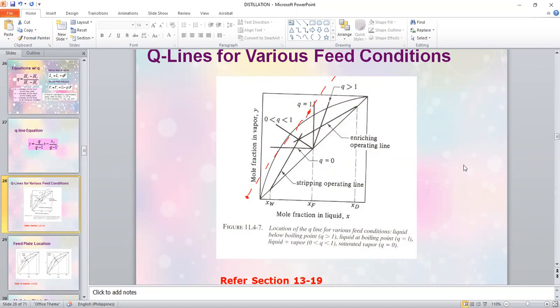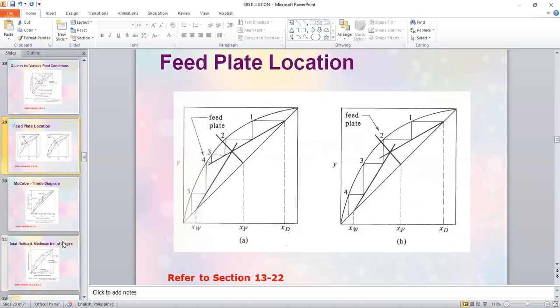Now, I'd like to end here on the concept of the location of the feed plate. By the way, class, when you do write or draw the three operating lines to determine the feed plate location, it's the feed line that determines that. I will show to you in here. Before that, I will erase the markings that I have. So the feed plate location will be best discussed in here. Okay?